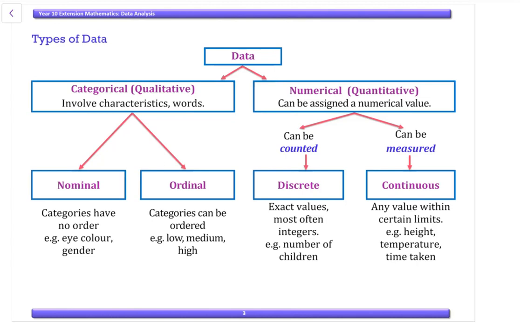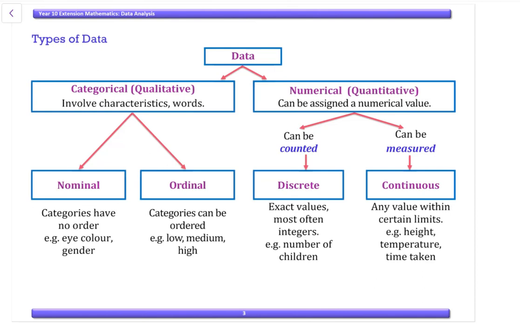So when we look at our categorical or qualitative data, it can be split into nominal or ordinal. Now nominal categories have no order, so we could have eye colour, brown, green, blue, or we could have gender, male, female, or we could have types of cereal that we eat. All of those would be classified as nominal variables. The other type of qualitative or categorical data is ordinal. Now those categories can be ordered, so we might have low, medium, high, or where we go from strongly disagree up to strongly agree on a scale.